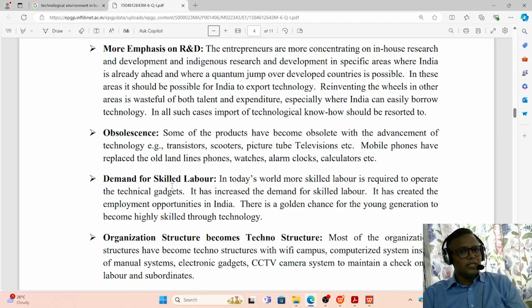Further is obsolescence. Some products have become obsolete with the advancement of technology, for example transistors, scooters, picture tube television, etc. Mobile phones have replaced old landline phones, watches, alarm clocks, calculators, etc.